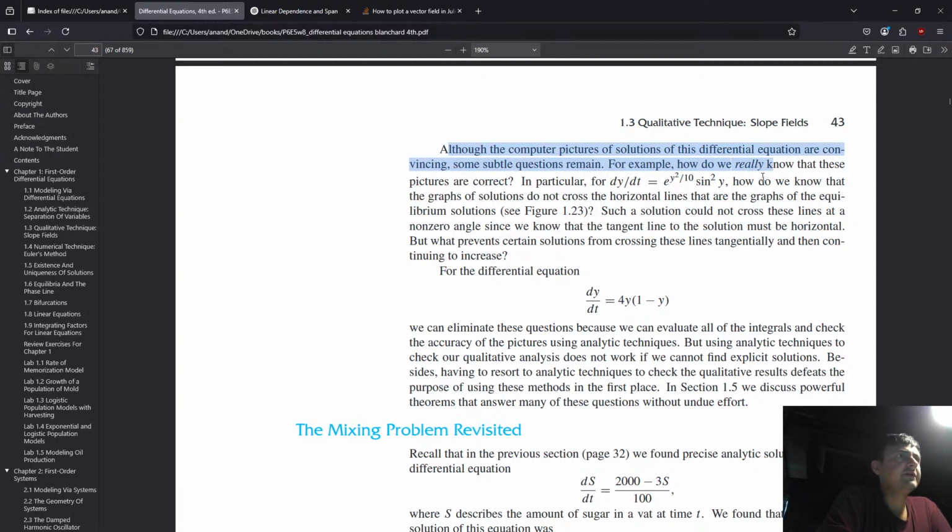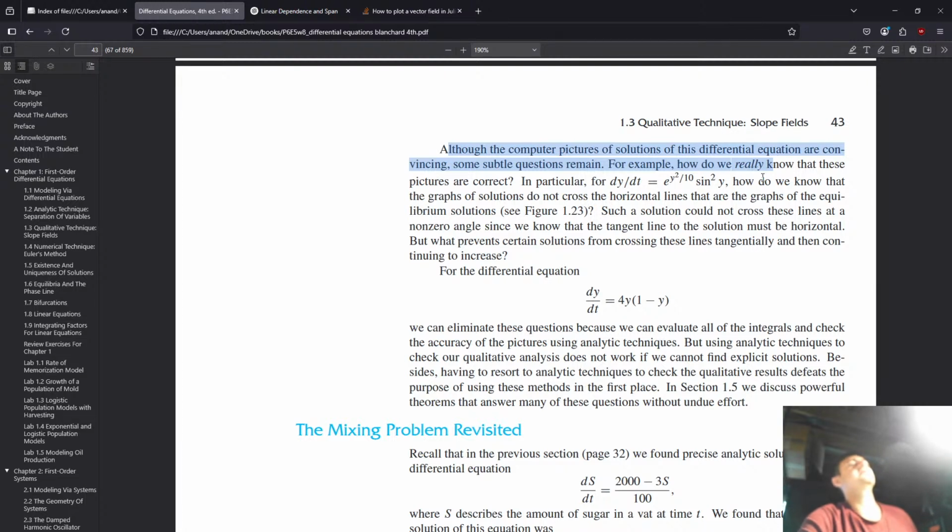although the computer pictures of solutions of this differential equation are convincing, some subtle questions remain. For example, how do we really know that these pictures are correct? In particular, for the one we just looked at, how do we know that the graphs of solutions do not cross the horizontal lines that are the graphs of the equilibrium solutions? Such a solution could not cross these lines at a non-zero angle, since we know that the tangent line to the solution could not cross these lines at a non-zero angle.